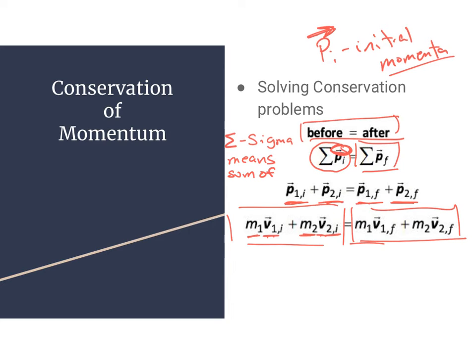So, quick example. We have a 1 kilogram ball rolling along at a velocity of 2 meters per second. And it's going to have an inelastic collision with a 1 kilogram ball moving the opposite direction with a velocity of 1 meter per second.